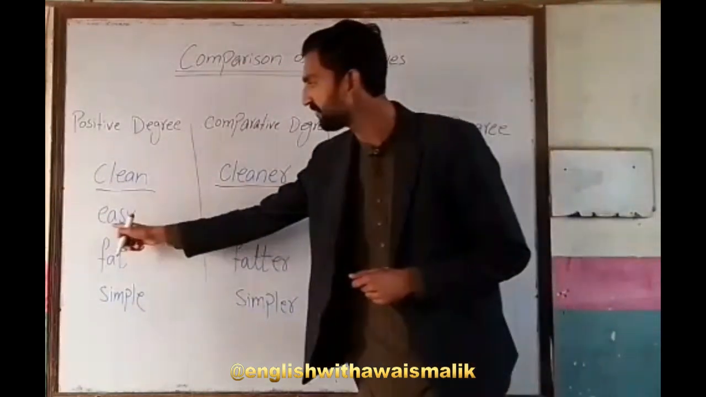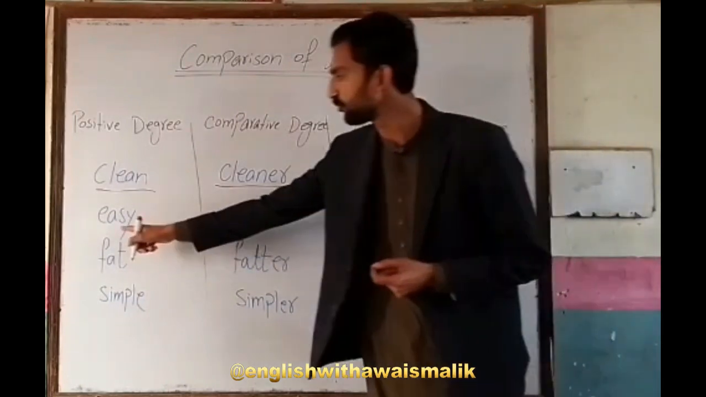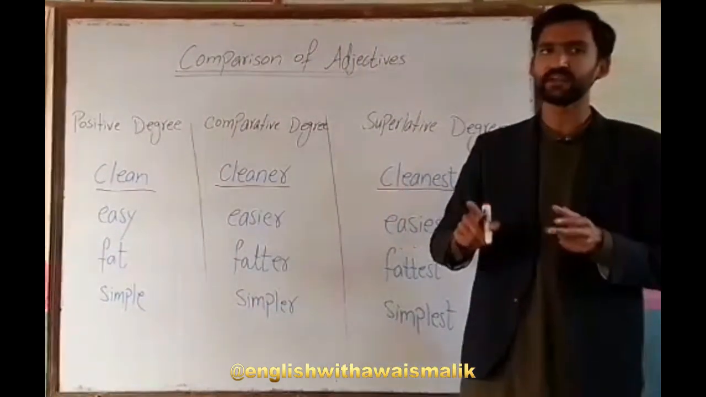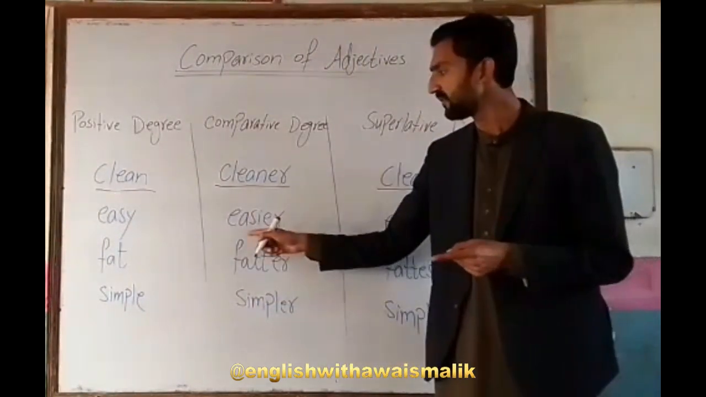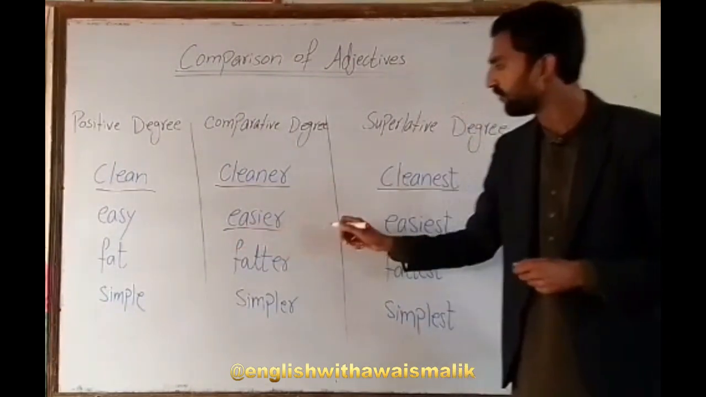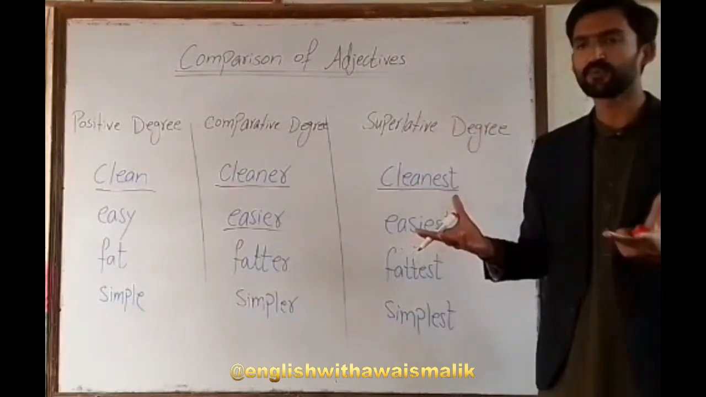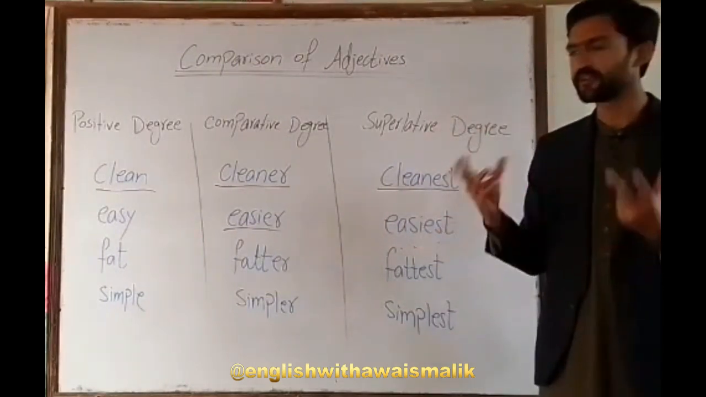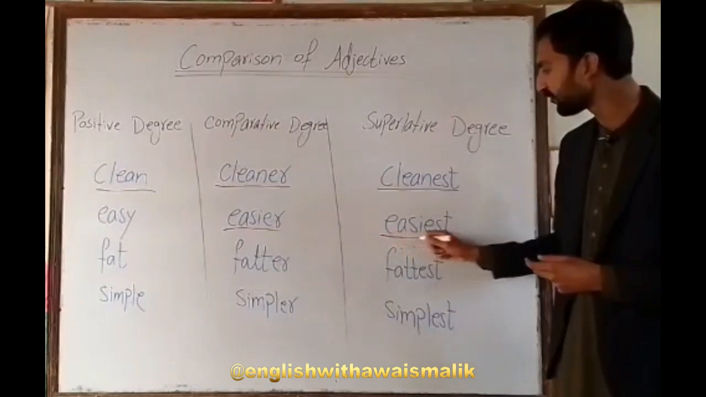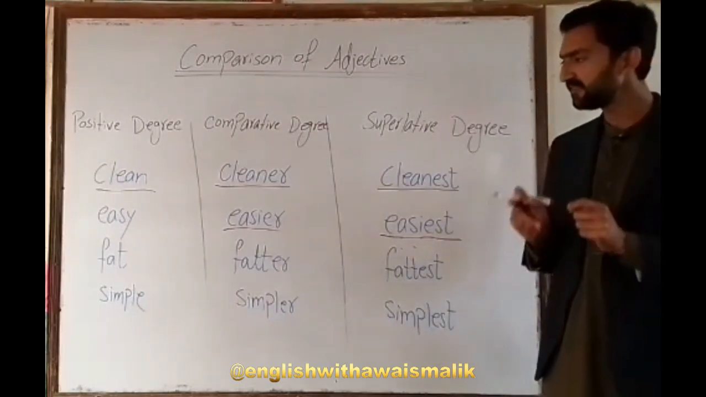Another example is easy. When we have the positive degree, we use easy. When we compare it with another, we have easier. When we switch to a group or majority of people, things or nouns, we convert it into easiest.